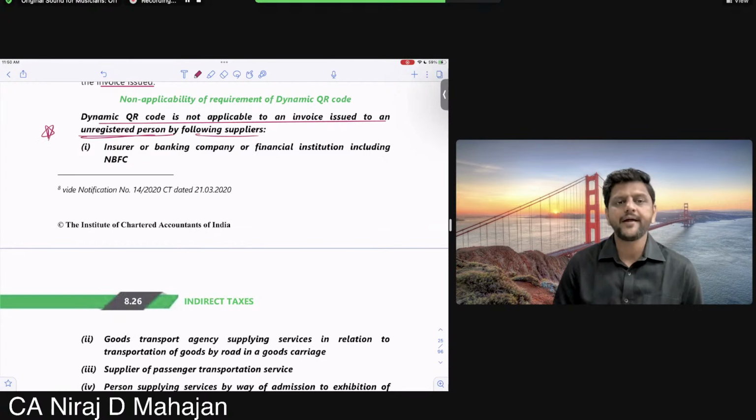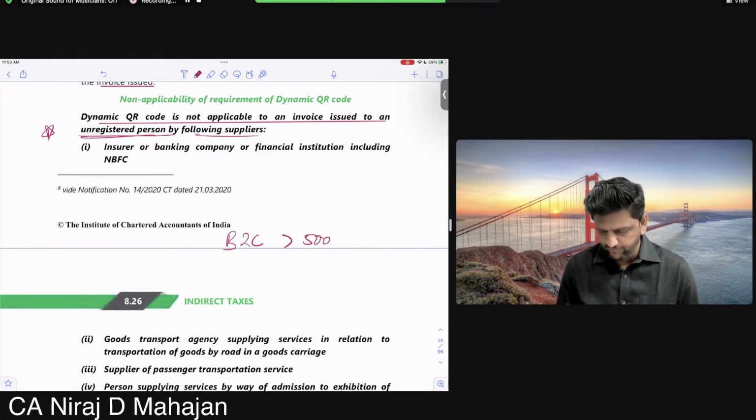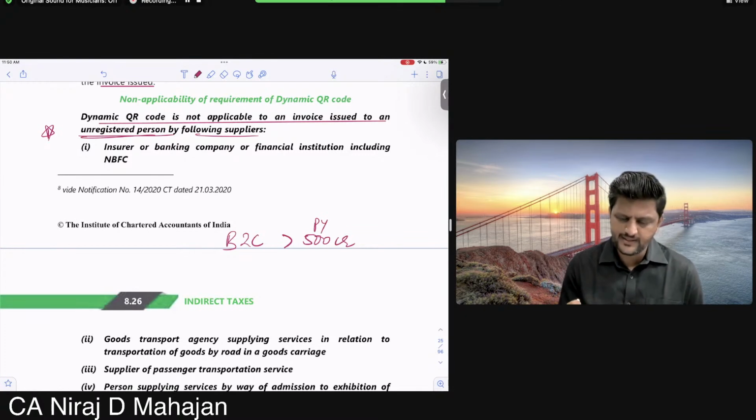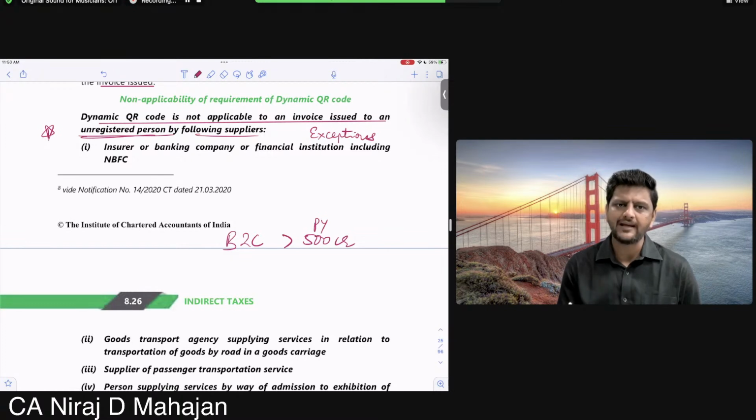Important. Where is a dynamic QR code not required? See, it was required in B2C. This much you remember, more than 500 crores. These are exceptions. Not required, na? Check. Insurer, banking, FI, including NBFC. So bank as well as insurance to customers.